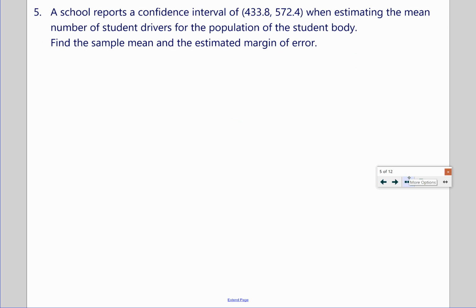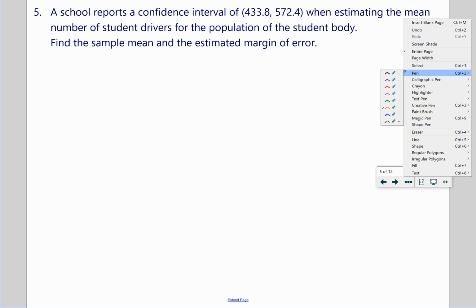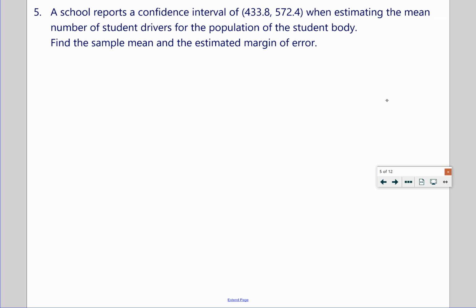Okay, number 5, it says a school reports a confidence interval of the following when estimating the mean number of student drivers for the population of the student body. Find the sample mean and estimated margin of error. If you have a confidence interval, where is the sample mean located in respect to the numbers that I see there? Where's my X bar? It's the middle. So you can do midpoint. You can think of it like an average.